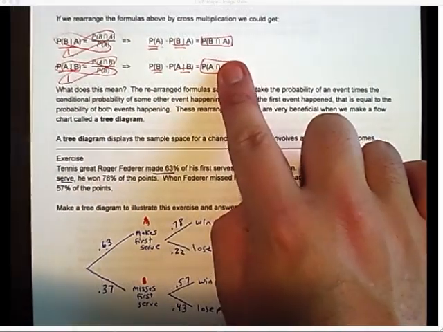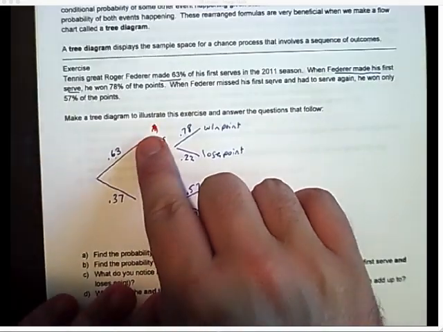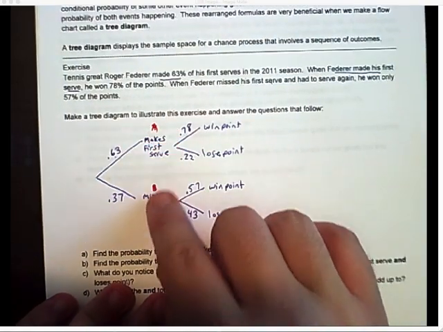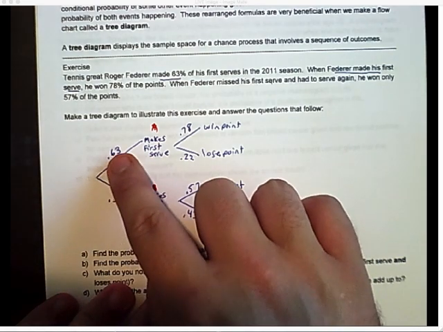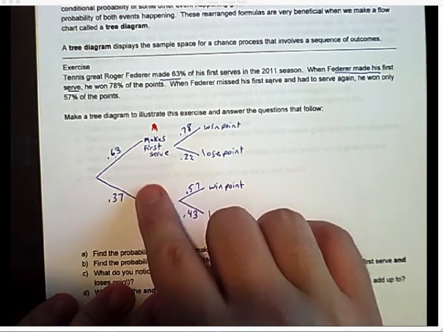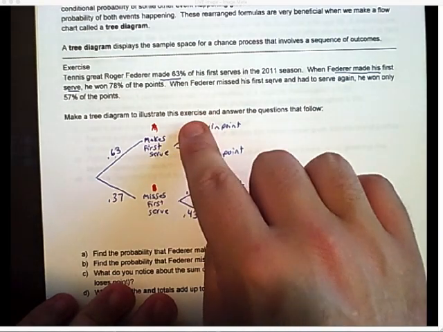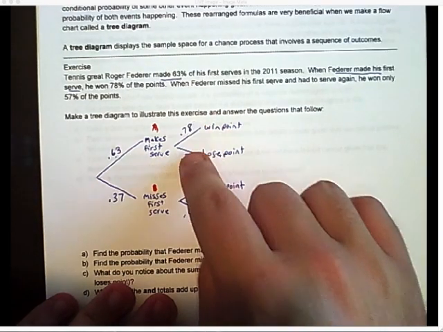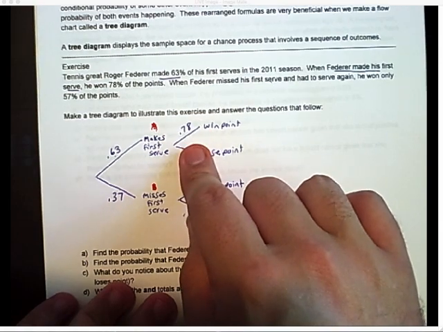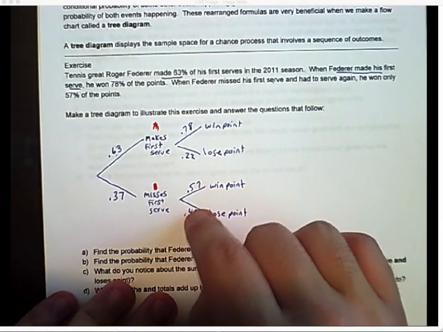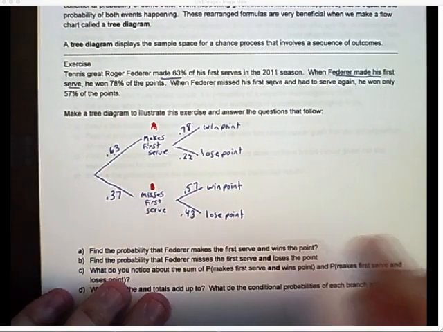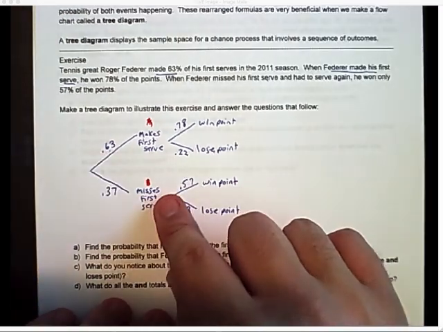So how do these formulas come into play? Well, the first branches are the probability of A and the probability of B. So here's your two events. Makes the first serve or misses. But these branches depend on the first one. So these numbers are conditional probabilities based on this number, or based on this branch.